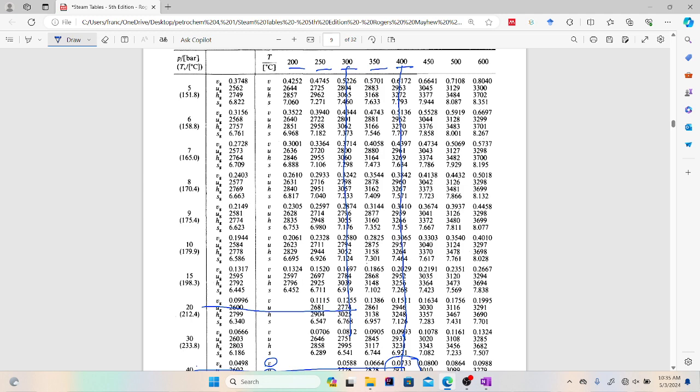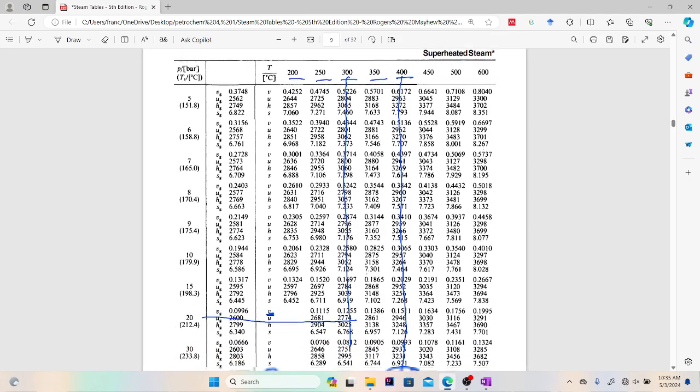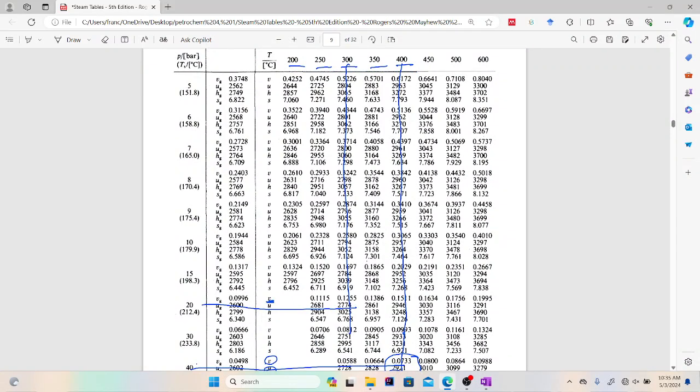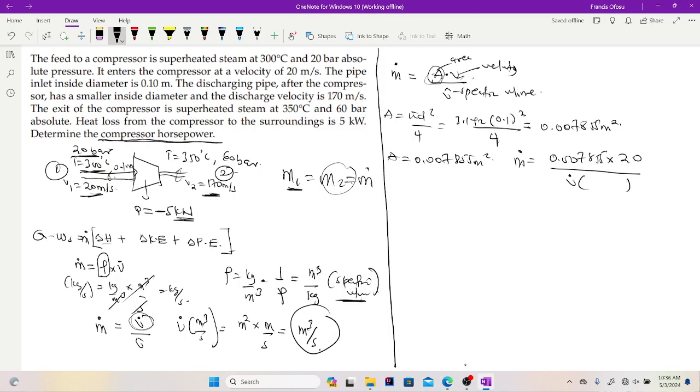So now, this is our specific volume v, and then we can confirm from here. You just know that these are specific volume. So our specific volume at 300 degrees Celsius is 0.1255. We go back to our question, 0.1255.